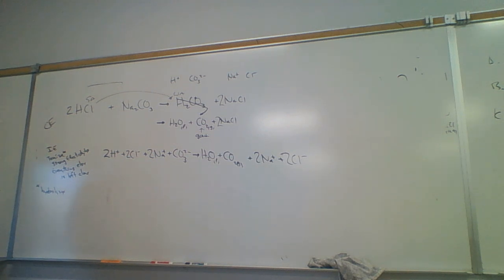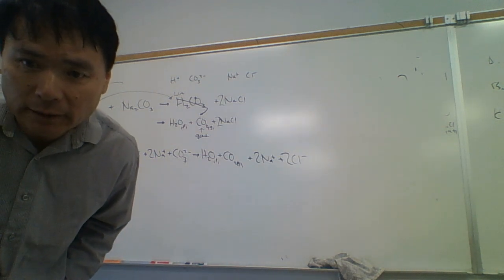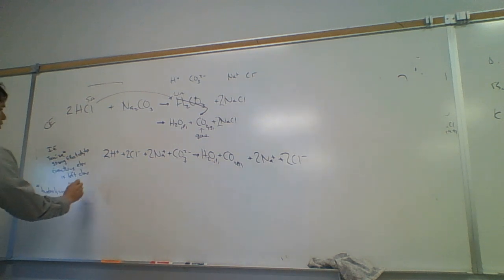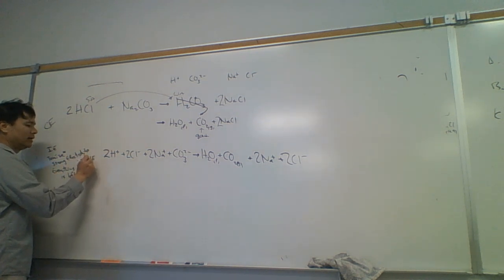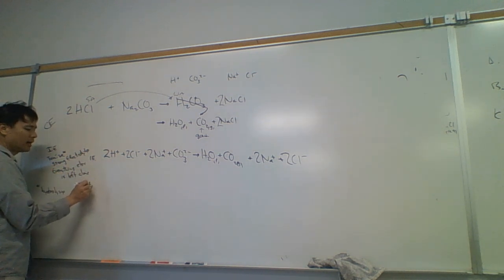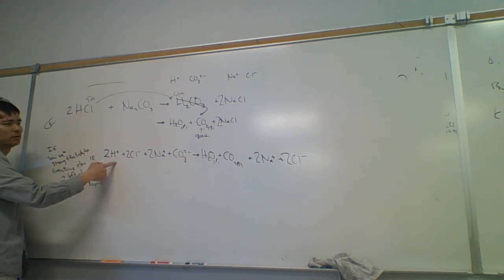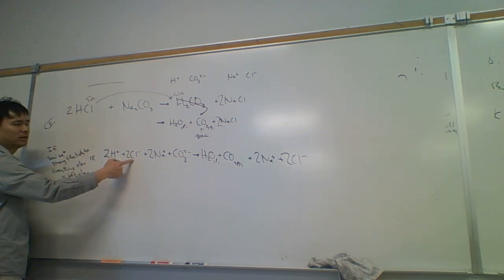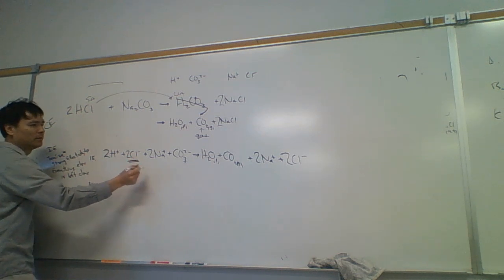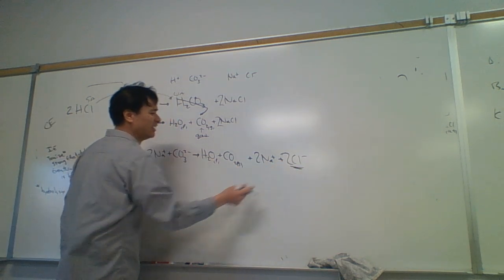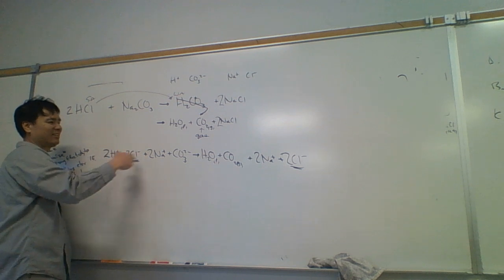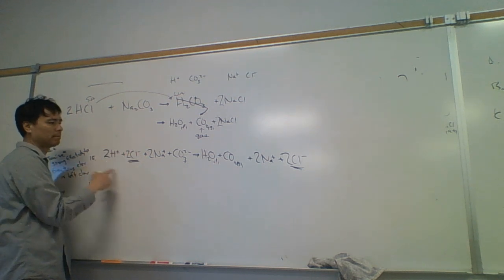And then finally for the NIE, since we're out of time here in 1 minute, let's do the NIE. What are the spectators? This is the IE. The NIE, we eliminate the spectators. H plus, spectator? No. Cl minus, spectator? Yes. So we're going to eliminate Cl minus. I'm not going to cross it out, I'm just going to underline it. If I cross it out, then it's going to ruin my IE.